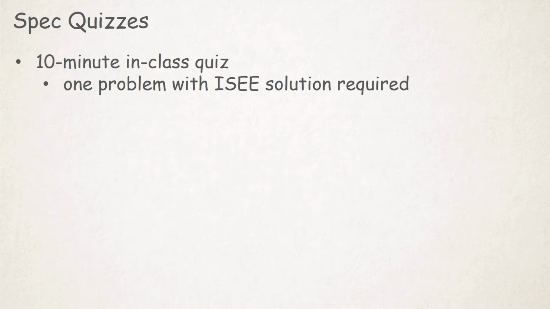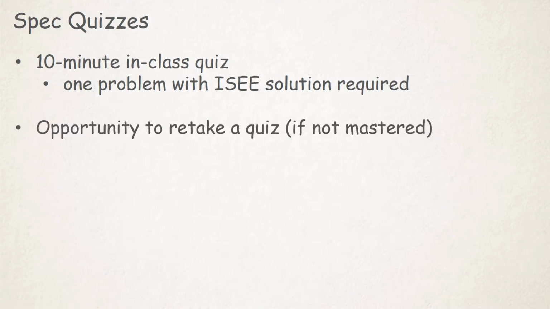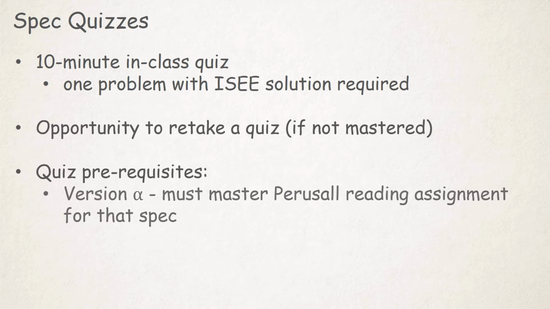Each quiz will be scheduled as a 10-minute in-class quiz. You will also have the opportunity to retake a quiz. We all learn a little differently and at different rates. Sometimes we need a bit more time and practice to master a difficult concept or skill, and this is why you'll be able to retake a quiz. However, you must earn the privilege of taking the quiz or the retake. To take what I call the version alpha quiz, you must complete the Perusall reading assignment at a mastery level before the quiz is administered in class.